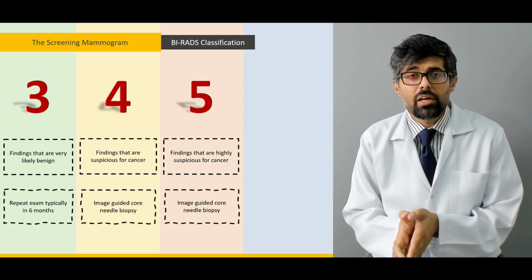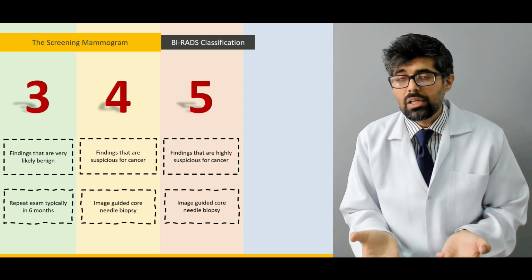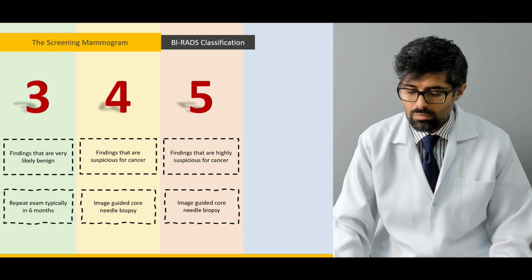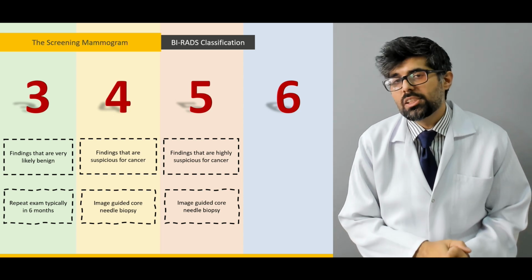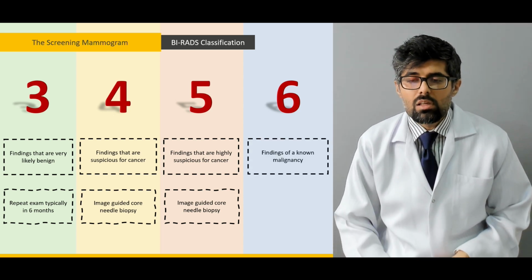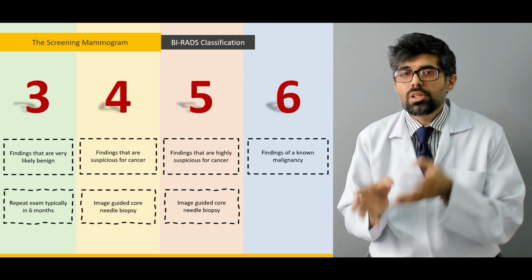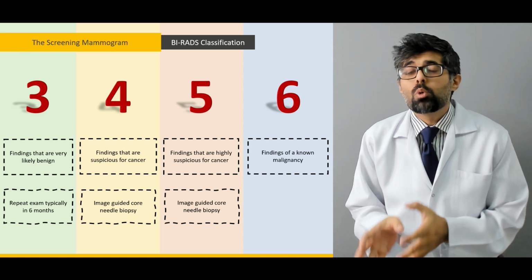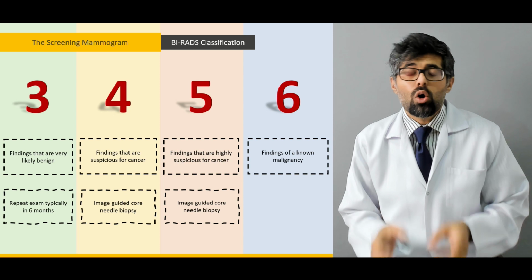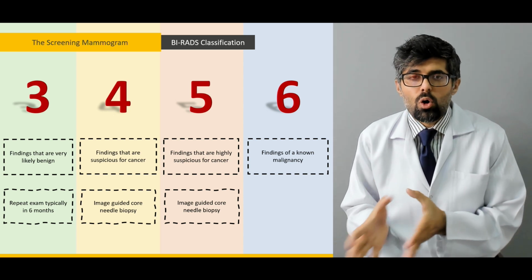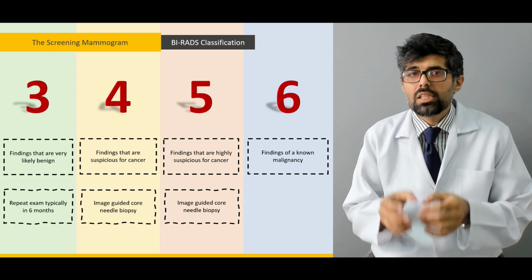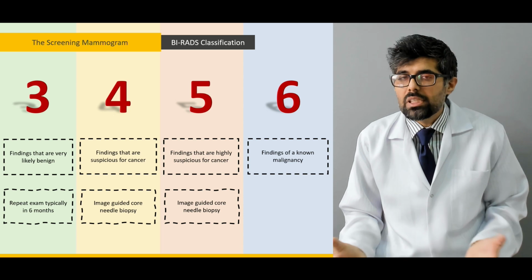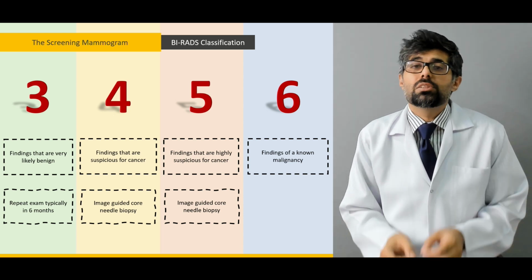So in class 5, the suspicion of being malignant is more than being benign. The last one is class 6. And in class 6, we know that the patient has a malignancy. There are no characteristics, nothing points towards being benign. All of the characteristics, all the findings point towards malignancy. Patient might even have metastasis. So we know that it is malignant.